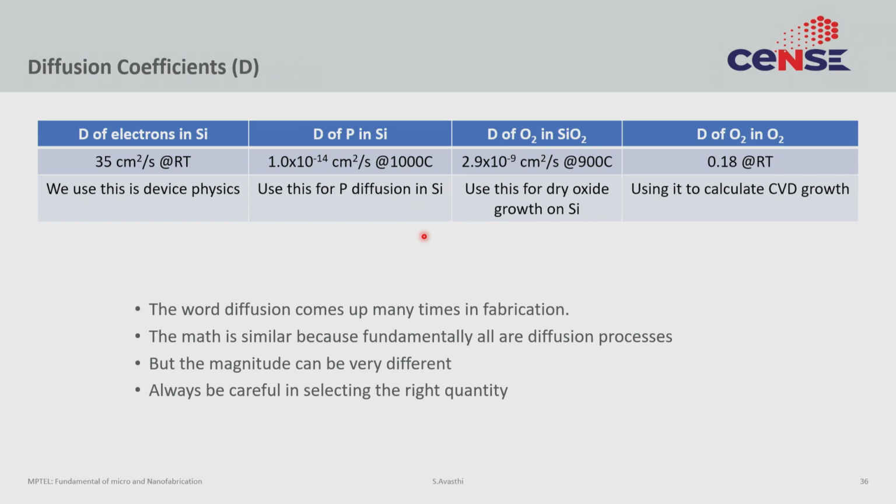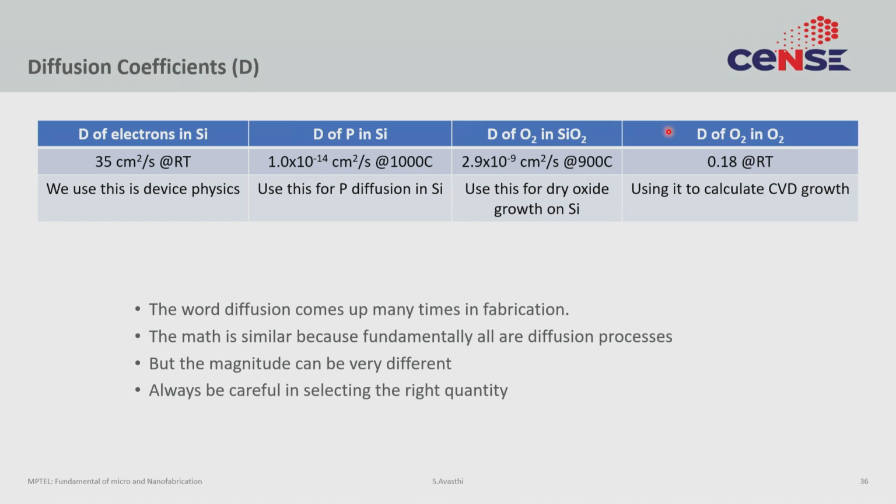A little note on this diffusion coefficient D. At this point, I have used D in several contexts. Those of you who have taken a course in devices may know D of electrons in silicon is around 35 centimeters squared per second. We use this in device physics. We looked at diffusion of phosphorus in silicon when we were doing diffusion. We looked at diffusion of oxygen in silicon dioxide when we were doing growth of silicon dioxide, and right now we are talking of D of oxygen in oxygen when we are doing CVD.